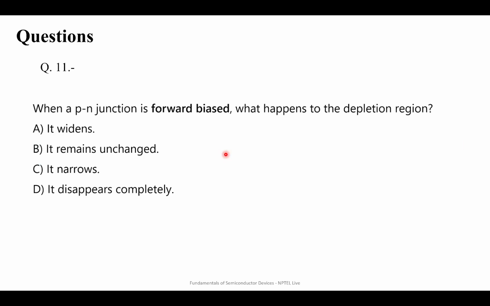Next question. When a PN junction is forward biased, what happens to the depletion region? It widens, it remains unchanged, it narrows, it disappears completely.